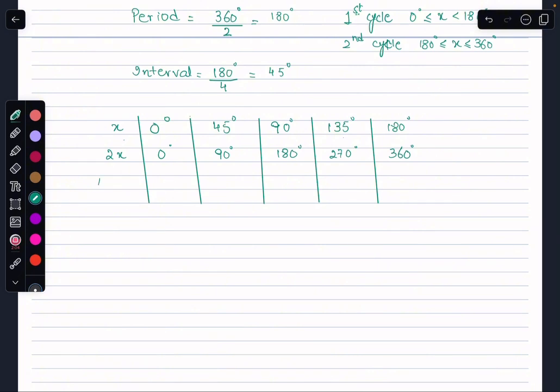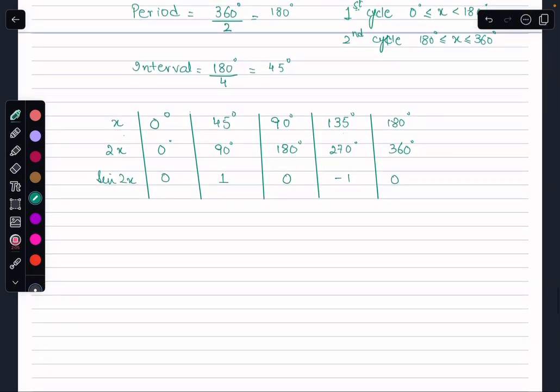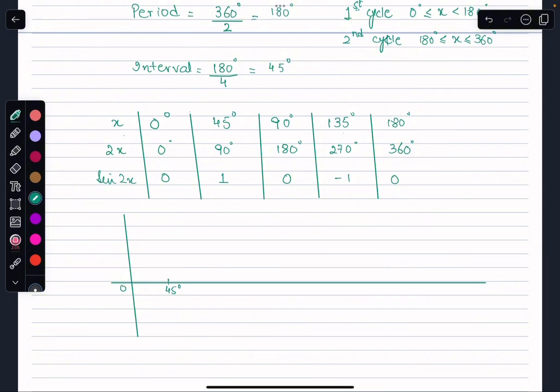So this means that sine of 2x shall be 0 for 0 degrees, then it is going to be a 1, then a 0, then a -1, and then a 0 again. Now if I sketch this graph, I will have my x-axis and y-axis. On the x-axis, I will have 45 degrees, 90 degrees, 135 degrees, and 180 degrees. So this is going to be my first cycle.